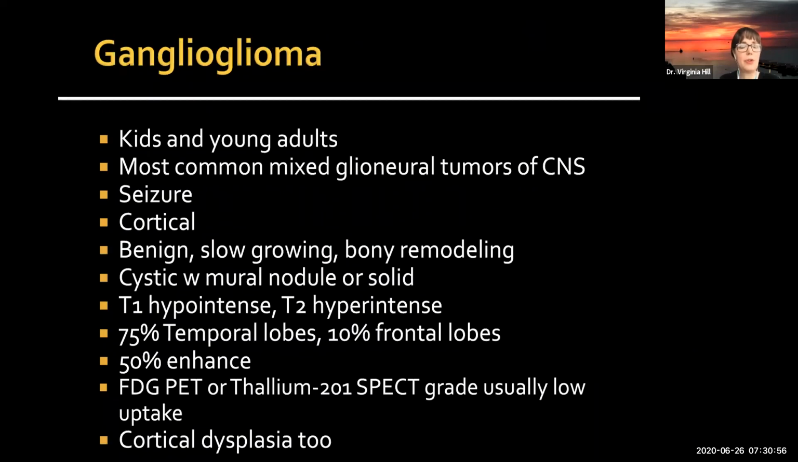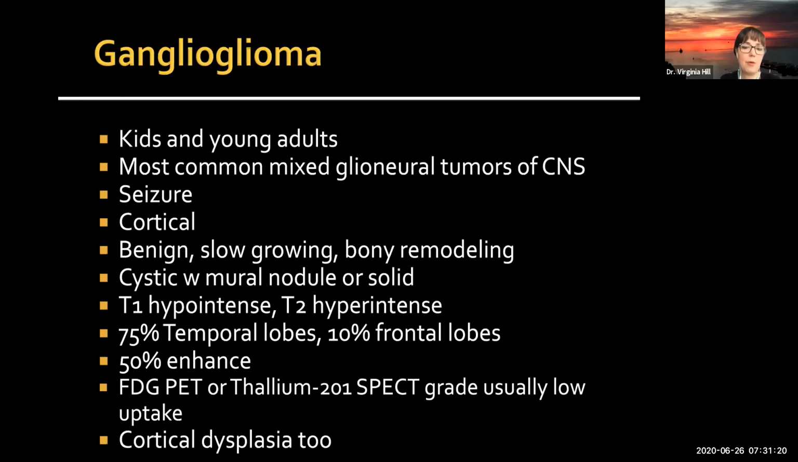So gangliogliomas occur in kids and young adults. They're the most common mixed glial neural tumors of the CNS. They cause seizures. They're cortical, benign, slow growing. They cause bony remodeling. They can be cystic with a mural nodule or solid. They are T1 hypointense and T2 hyperintense. 70% occur in the temporal lobes, 10% in the frontal lobes. 50% of them will enhance.